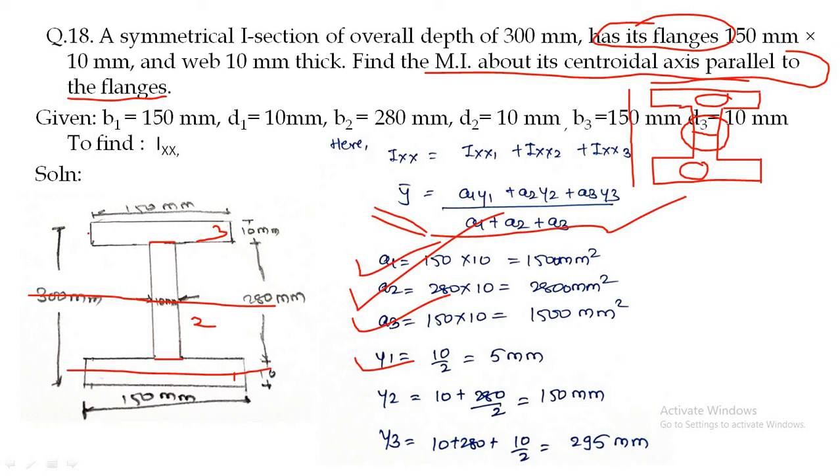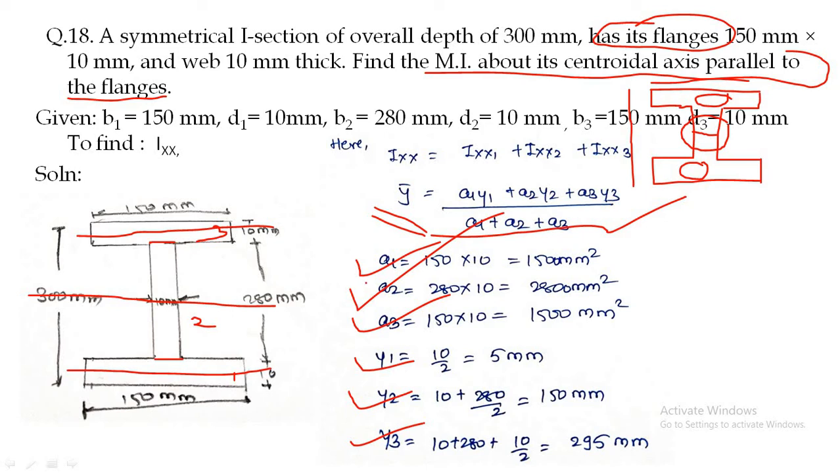Again, to find the position of the horizontal central axis of the third rectangle, we have to add 10 plus 280 to half of its height. The height of the third rectangle is 10, so 10 plus 280 plus 10 by 2 will give us 295 mm. In this way we can calculate y1, y2 and y3. So y1 is 5 mm, y2 is 150 mm and y3 is 295 mm.